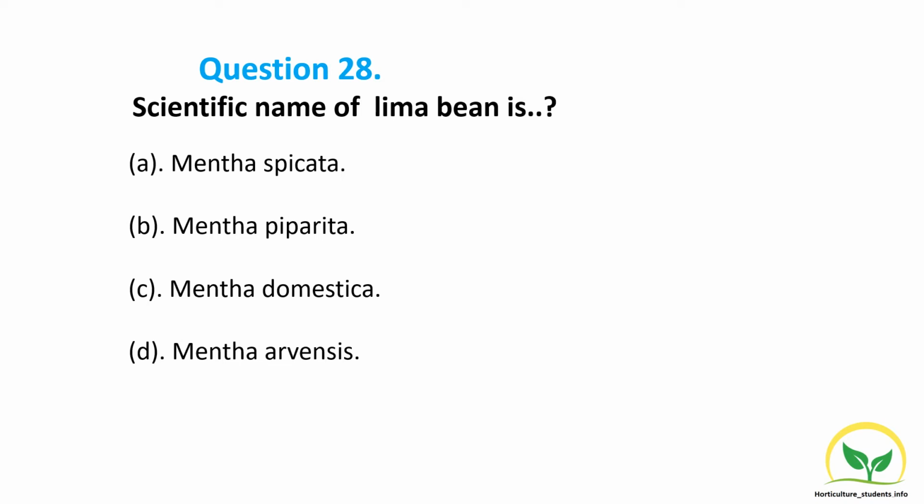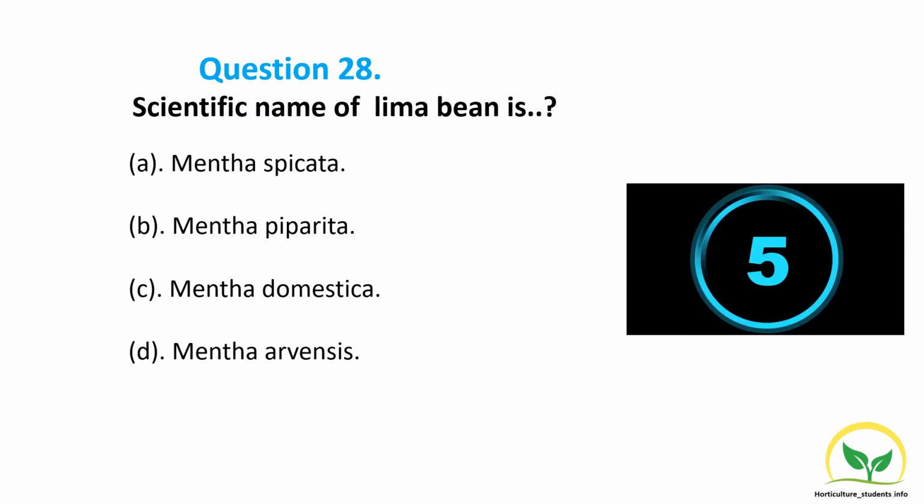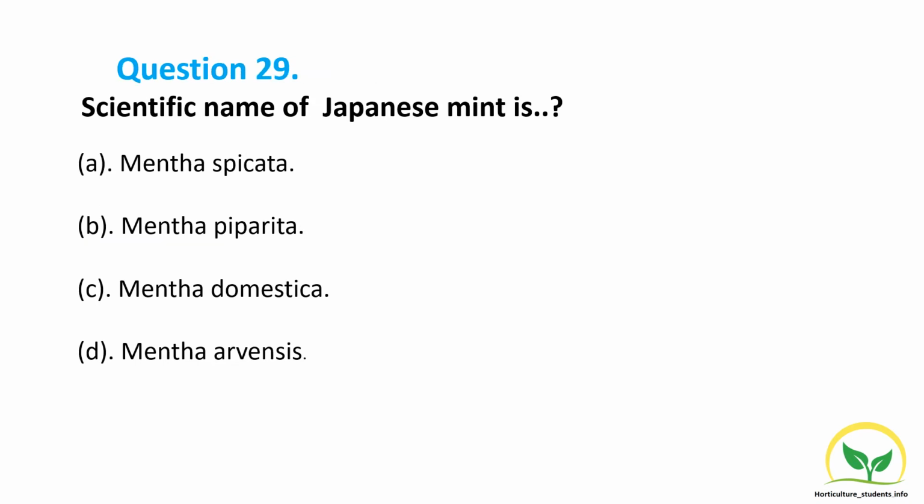Question 28. The scientific name of mint is: A. Mentha spicata, B. Mentha piperita, C. Mentha domestica, D. Mentha arvensis. Answer: B. Mentha piperita.